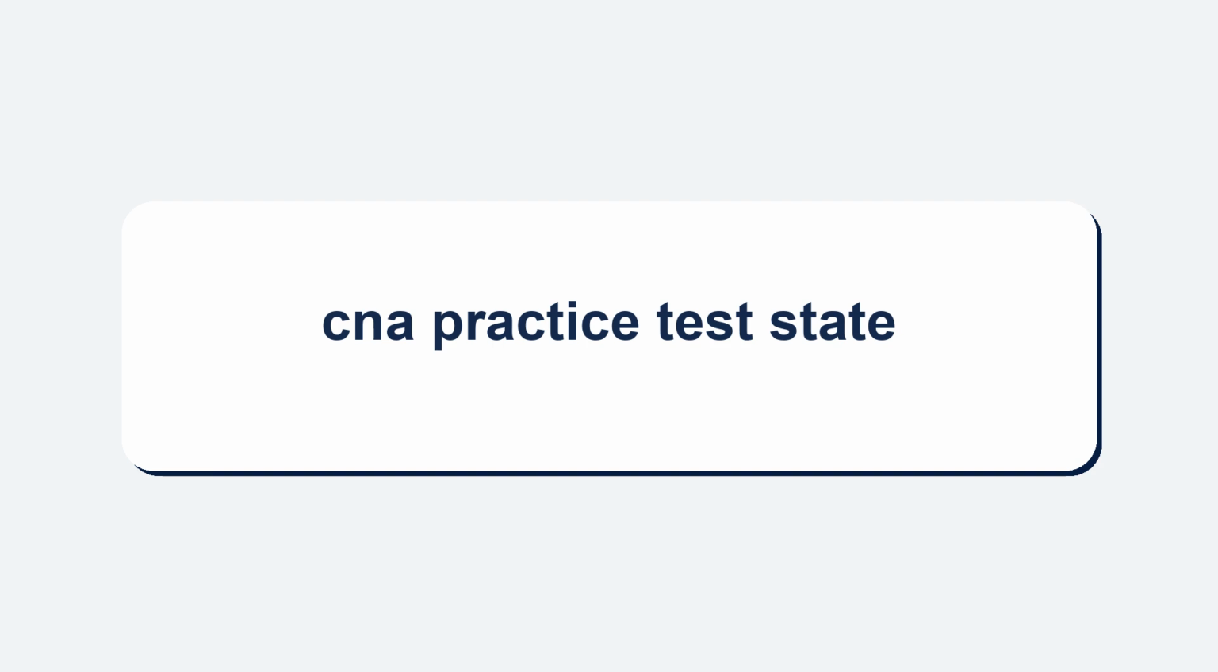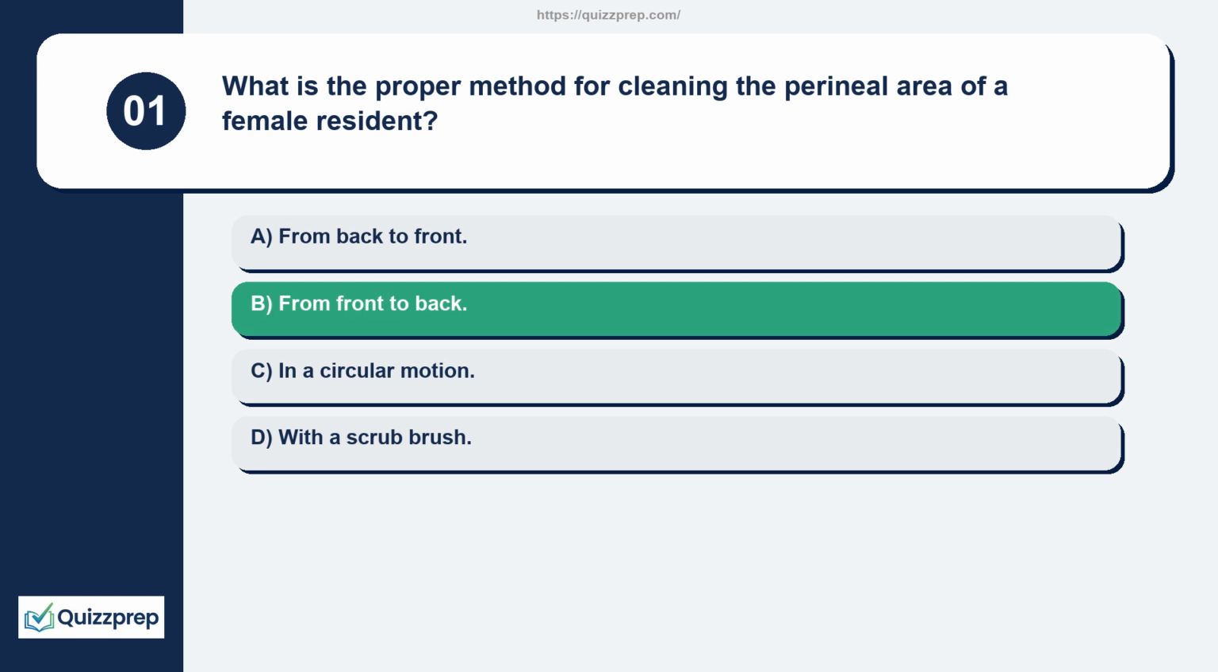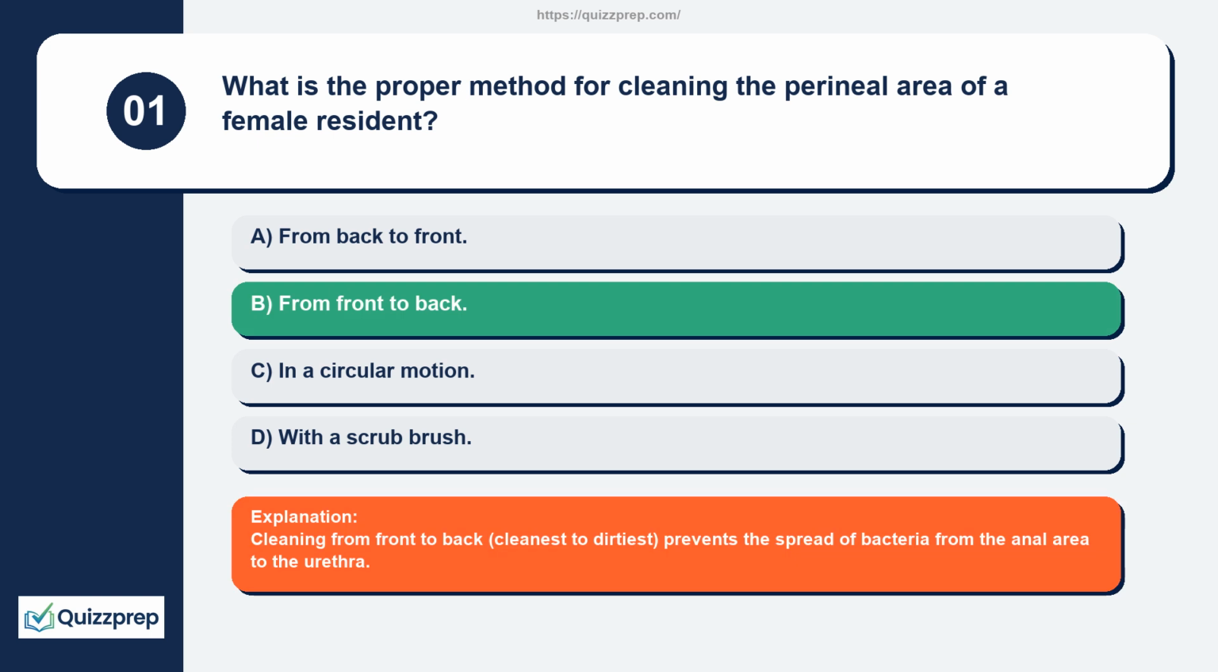CNA practice test state. Question 1. What is the proper method for cleaning the perineal area of a female resident? From back to front, from front to back, in a circular motion, with a scrub brush. Cleaning from front to back, cleanest to dirtiest, prevents the spread of bacteria from the anal area to the urethra.